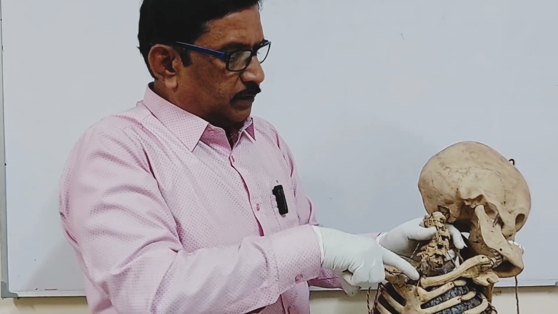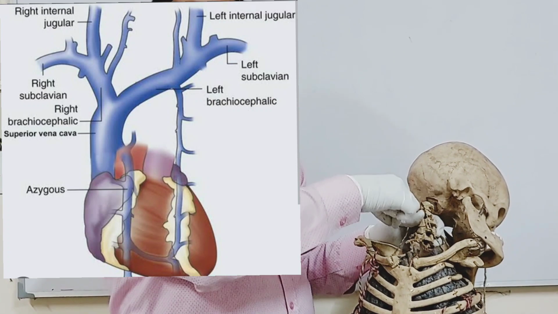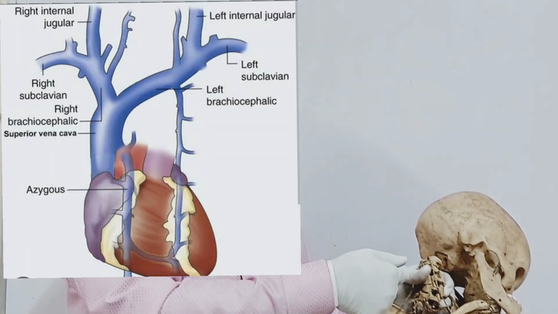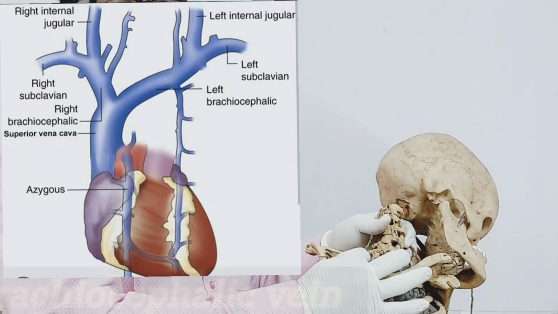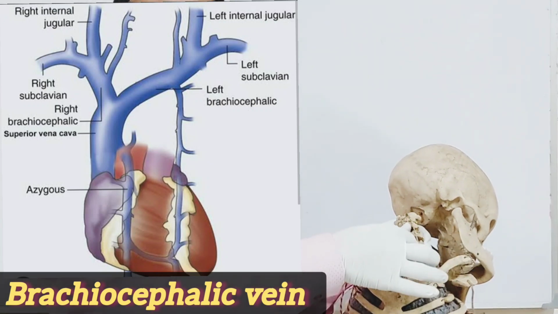Besides this, you will find some veins are there also, because from the head and neck region, one vein is coming downwards as the internal jugular vein, and one vein from the upper limb, that is called the subclavian vein. These two veins join together to form the brachiocephalic vein of the right side. Similarly, on the left side, you will get the left brachiocephalic vein.